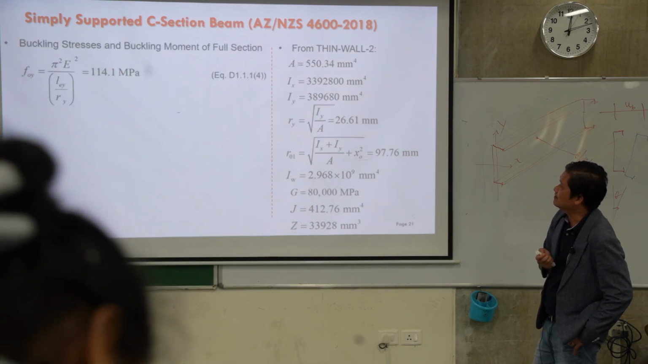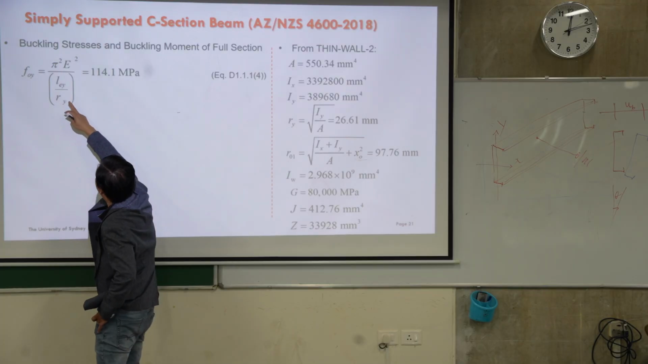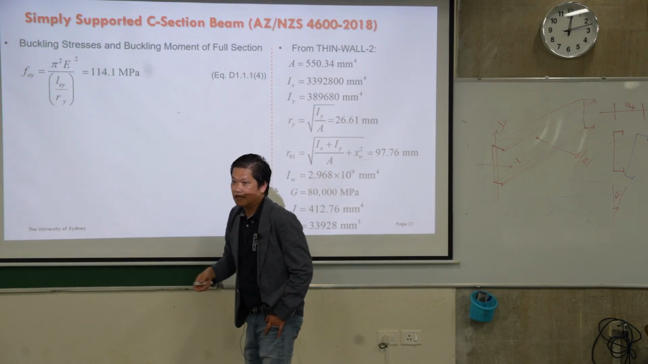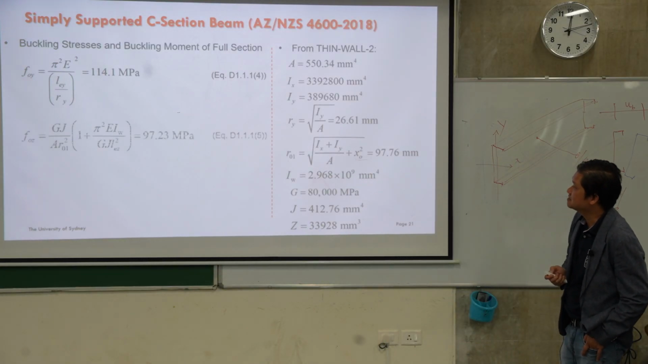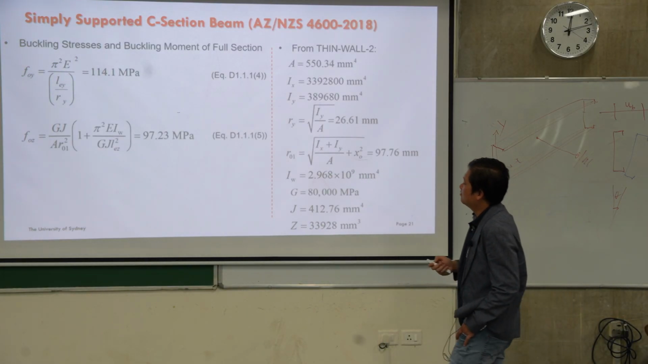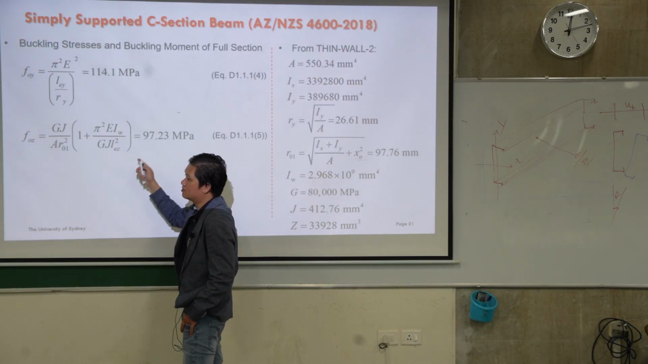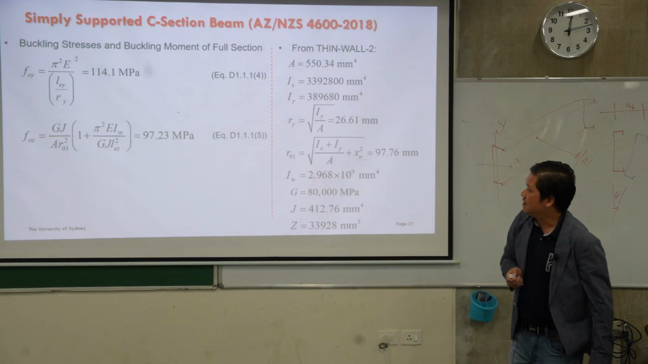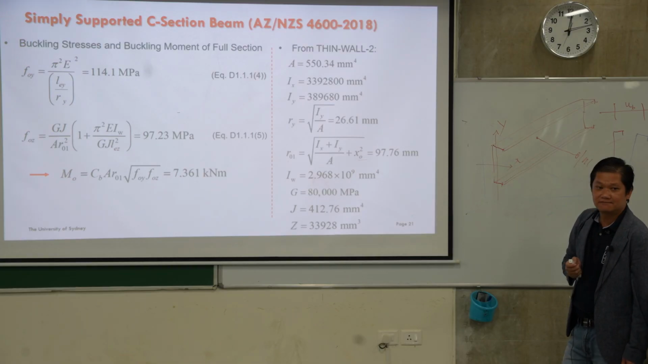Right, so that one, you can see now, we plug into that equation. And Ly here is related to what I just talked about. Then you get 114 megapascal. That's FOY. Do similarly with FOZ, you get all that you want. You plug into those equations, you get 97. So that is FOZ. And from that, from the standard, you can calculate M naught.